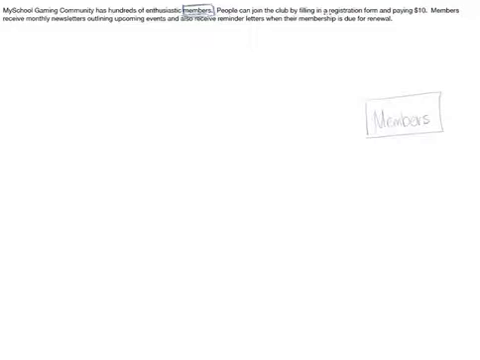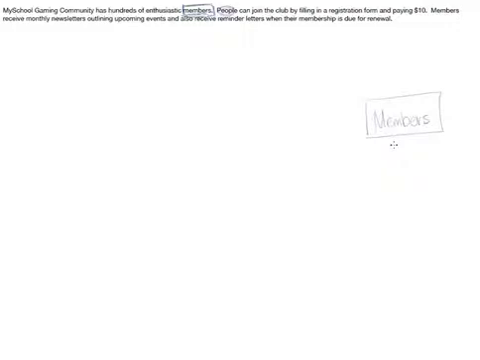People can join the club by filling in a registration form and paying $10. Okay, so because it hasn't defined people or new members as a potential, we could just assume that members have to do this. Okay, so to become a member, you've got to do this process.